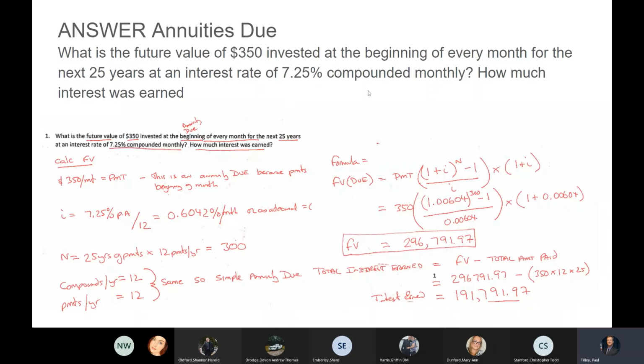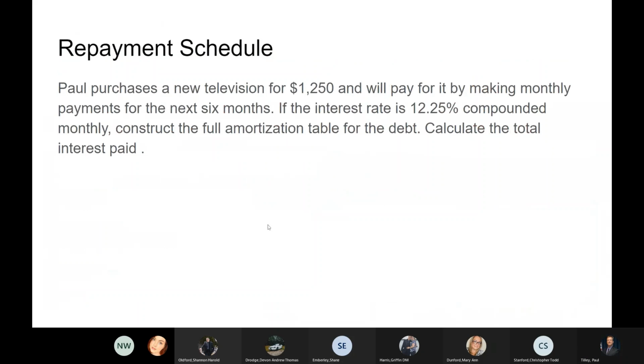So again, this is a fairly typical problem, not too complicated, but you need to be able to recognize it, as I say. Is it an ordinary simple or ordinary general? And is it an annuity or an annuity due? Okay, so those are a couple of annuity ones.